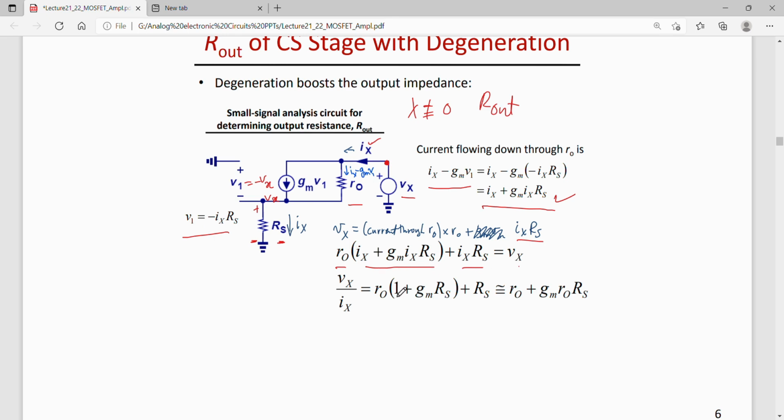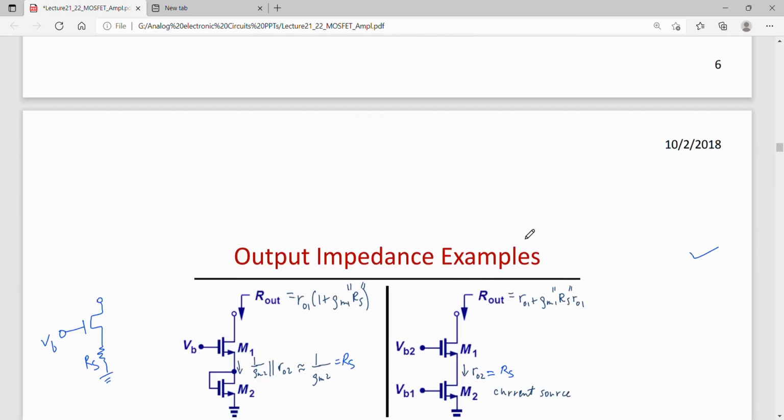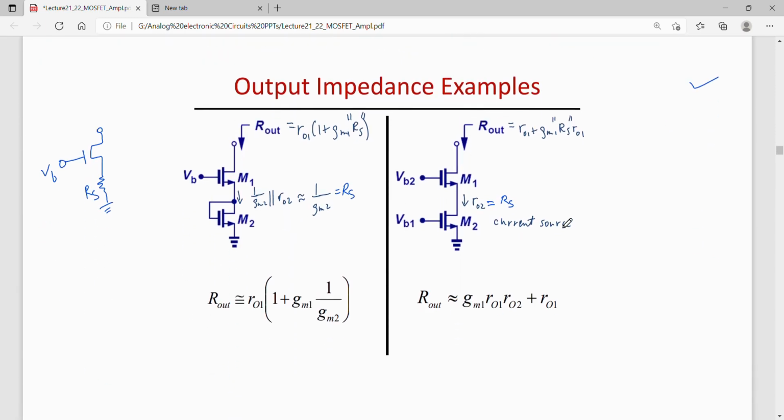Now from this I can find out Vx by Ix, or R out, which comes out to be equal to this much: R naught plus gm R naught Rs. So the output impedance when lambda is not equal to 0 is this much. Now let us consider some examples of output impedance.